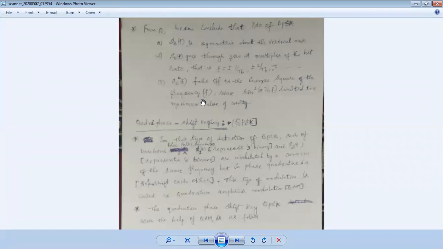We will see how the generation and coherent detection take place in quadrature phase shift keying in the next class.